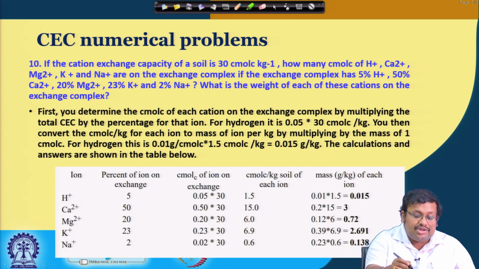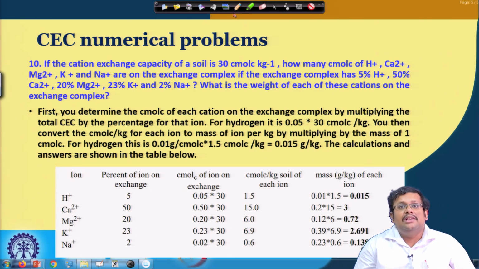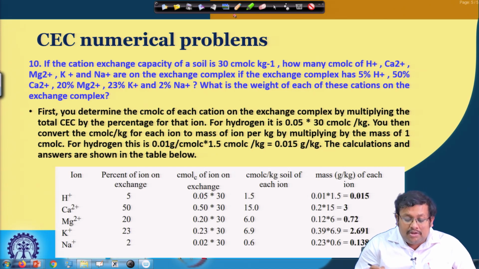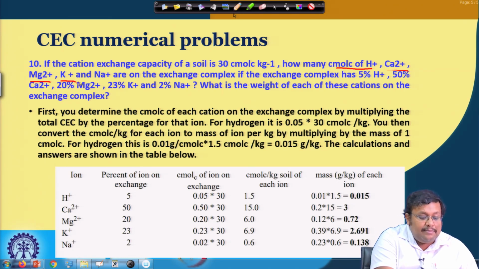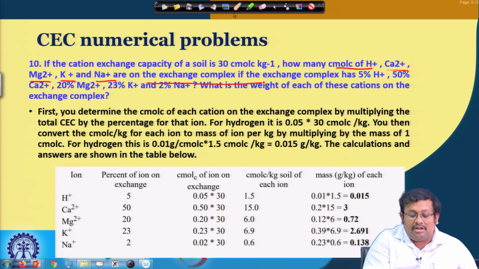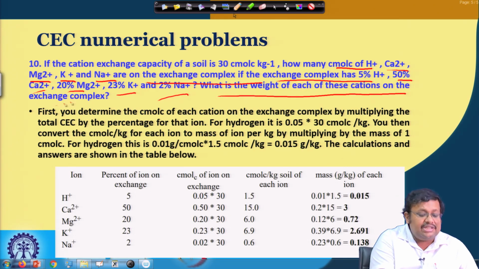Question 10 says that if the cation exchange capacity of a soil is 30 centimolar charge per kg, how many centimole charge of H plus, Ca2 plus, Mg2 plus, K plus and Na plus are on the exchange complex if the exchange complex has 5% H plus, 50% Ca2 plus, 20% magnesium 2 plus, 23% K plus and 2% sodium plus. So, basically what is the weight of each of these cations on the exchange complex?